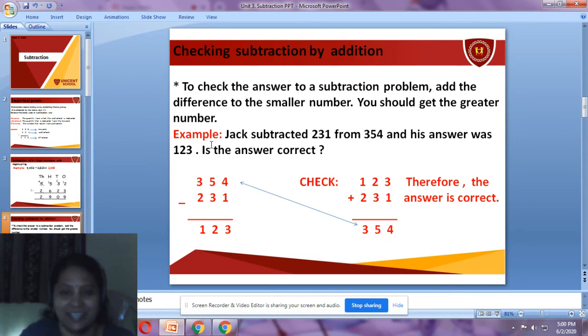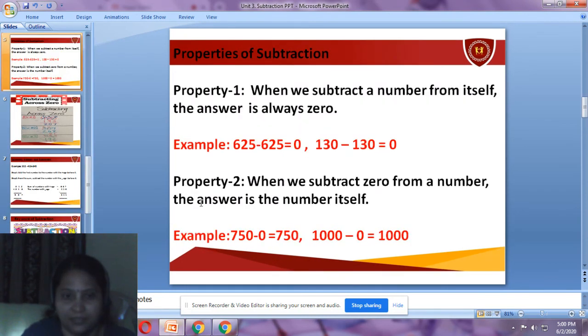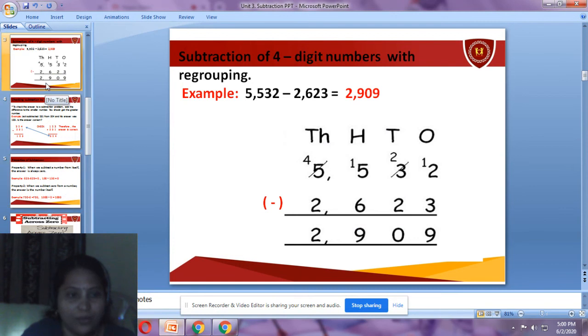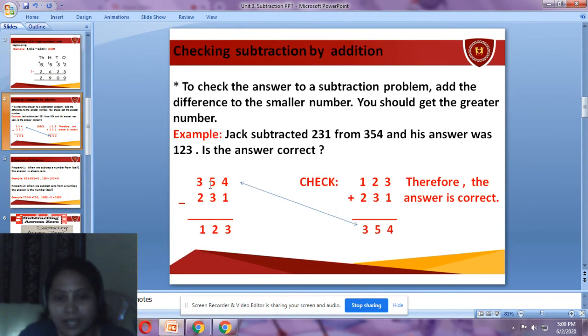Okay, let's see with the example. Here, Jack subtracted 231 from 354 and his answer was 123. Is that the correct answer? So we have to check whether it is correct or not. Now let's start doing the calculation. Okay, children? Now here 354 minus 231. Yes. The greater number here is 354, and the smallest number is 231.